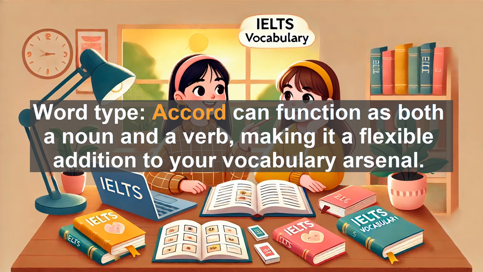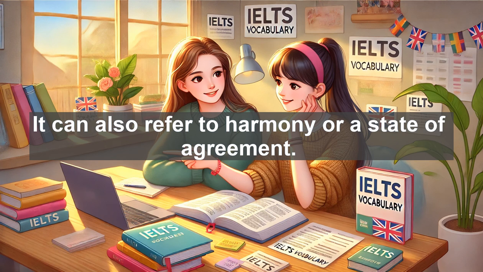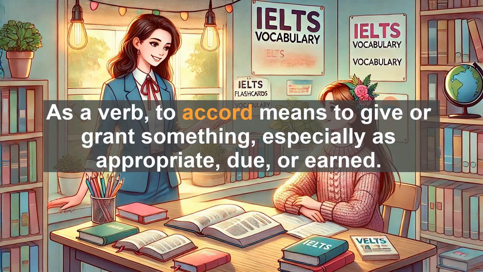arsenal. Meaning, as a noun, accord means an official agreement or treaty. It can also refer to harmony or a state of agreement. As a verb, to accord means to give or grant something, especially as appropriate, due, or earned.